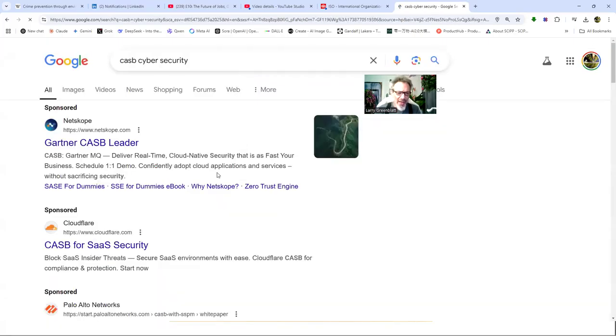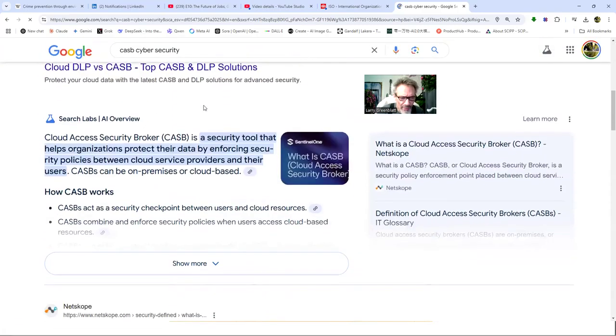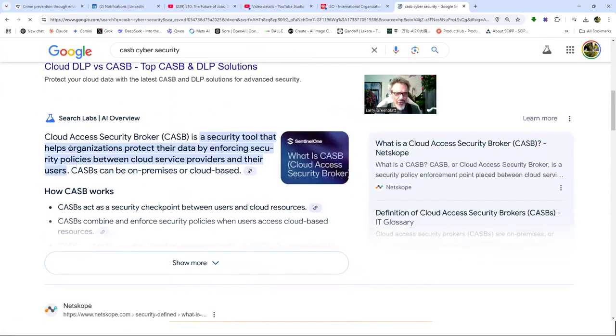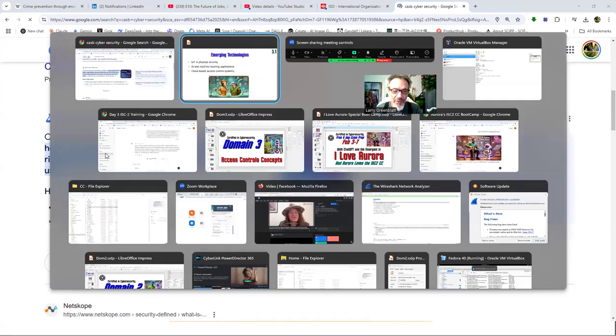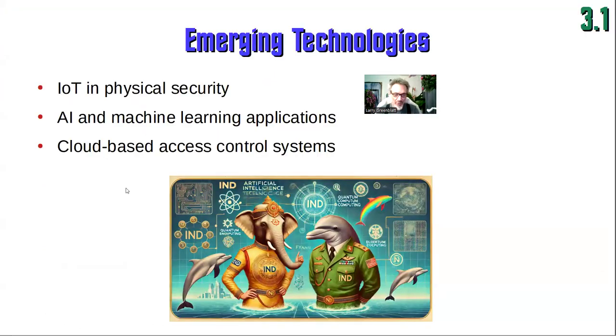Cybersecurity, that's a cloud. Let's see what Gartner says. It's a security tool that helps organizations protect their data by enforcing security policies between cloud service providers and their users. So this is very, very hot now. It says it right there. It's just a tool. A lot of people outsource it to their provider, but it depends on the size and what you do. It depends on your risk assessment.